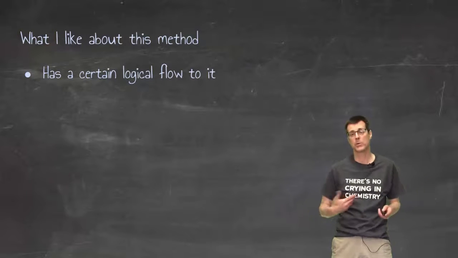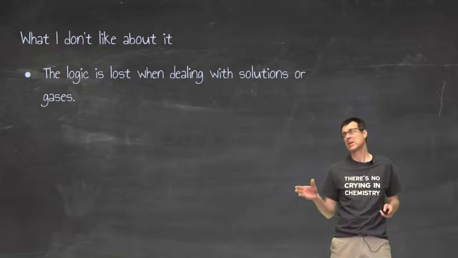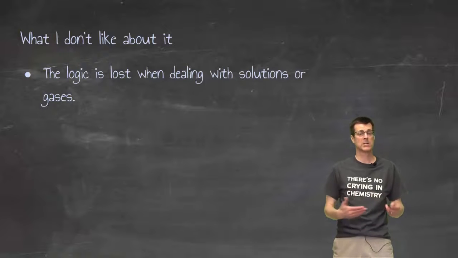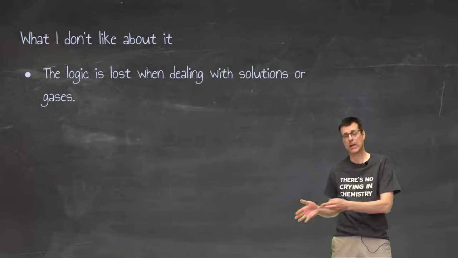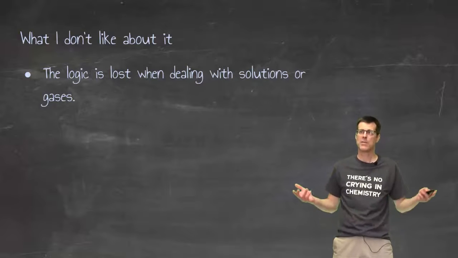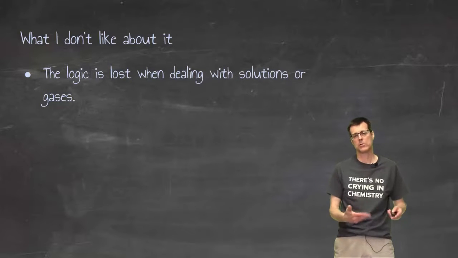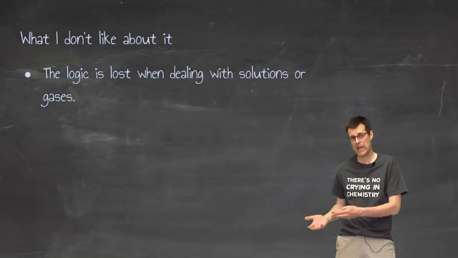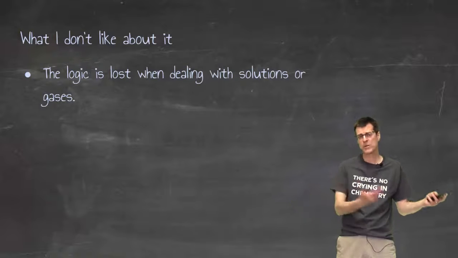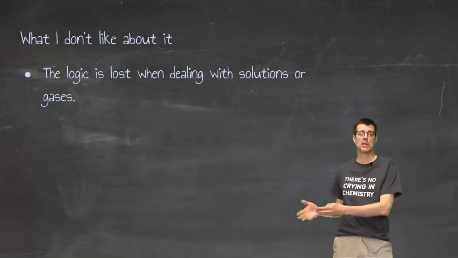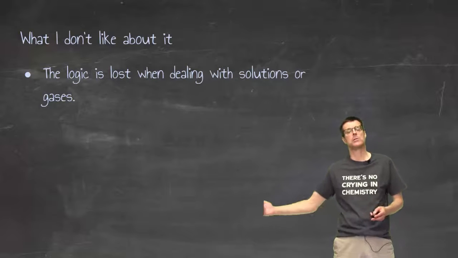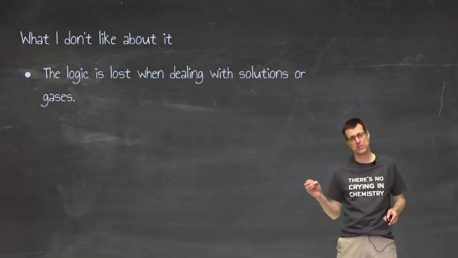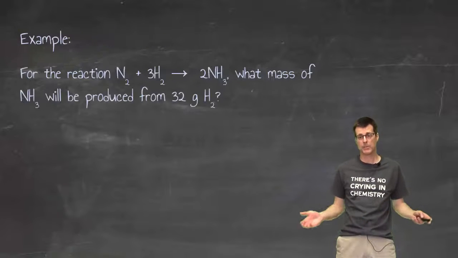Well, the obvious question is, why wouldn't I have shown you that the first time? It comes down to what I don't like about it. Once we move into solutions or gases, where we're not talking about mass-mass stoichiometry, starting with a mass and finishing with a mass, that logical flow really disappears. You're going to have to do a couple of additional steps at the beginning, or at the end, to either get a mass to start with or turn the mass you finish with into the thing you're actually looking for, because this really only works well for starting with masses and finishing with masses. However, we'll go through it.